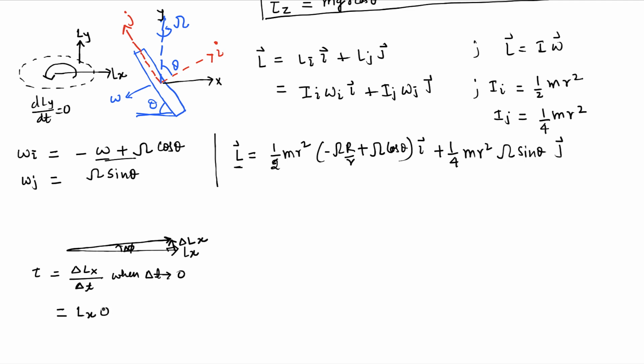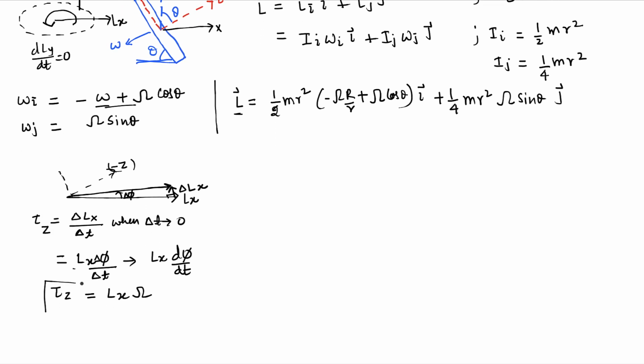Lx into delta phi, right? Because this is the angle through which Lx has turned, and divided by delta t, that will become Lx d phi by dt. Therefore, the torque in the z direction, in this direction, or you can say this direction, which is negative z, right? Because delta Lx is perpendicular to Lx. So hence torque z is Lx into big omega.